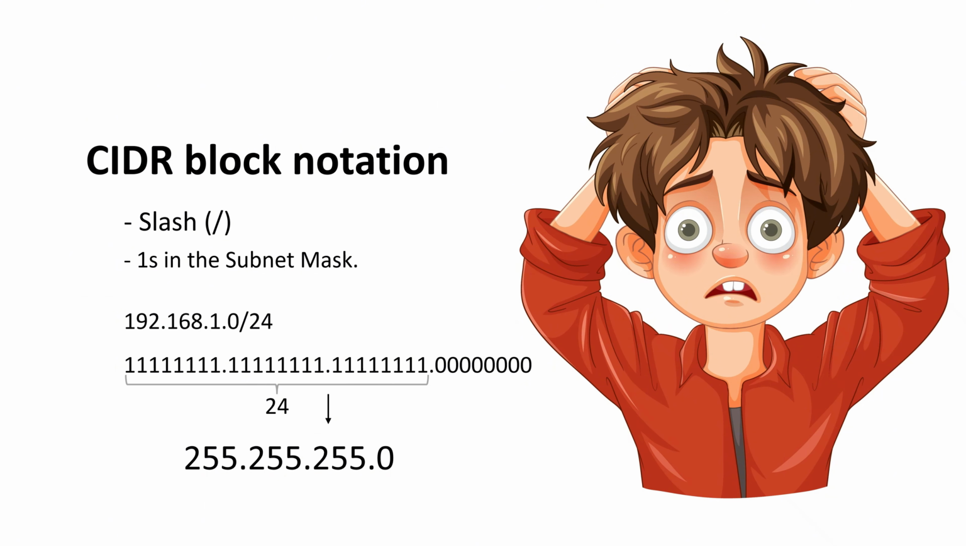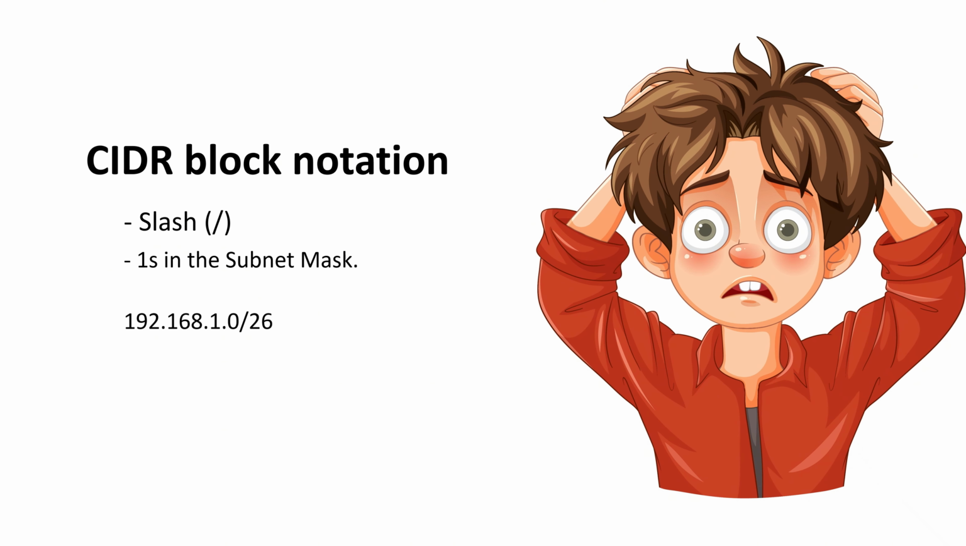Do you need to memorize all subnet masks and their CIDR notation? No, you don't. Whenever you see an IP address with a CIDR block, just start writing ones until you reach that number. Then calculate the decimal value. The more you practice, the faster it becomes. Let me give you an example. If we have 192.168.1.0/26, we start writing the ones.